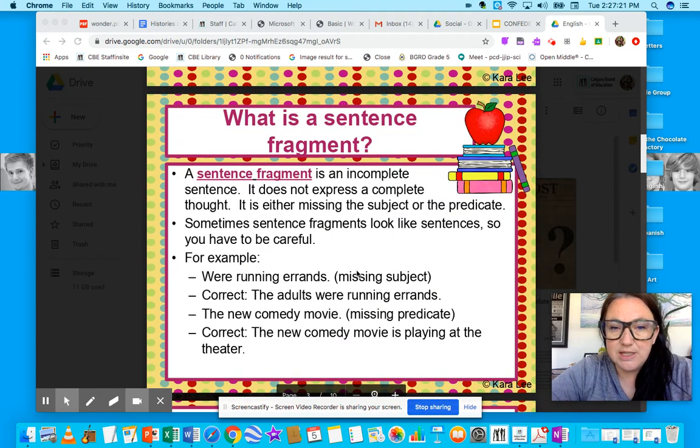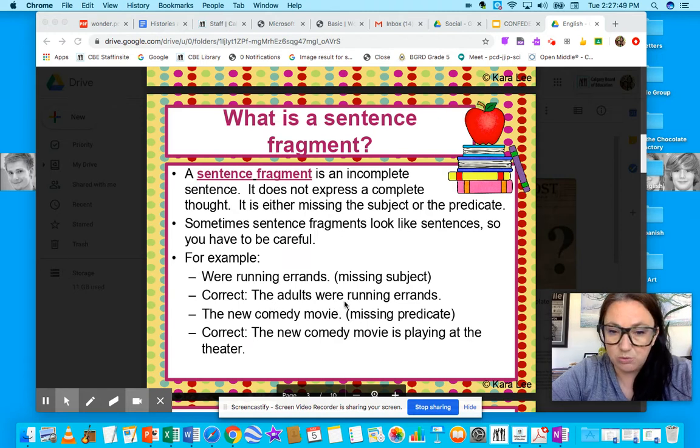So what is a sentence fragment? It's an incomplete sentence. It does not express a complete thought. It's either missing the subject, the noun, or the predicate, the verb. Some sentence fragments look like sentences, so you have to be careful. For example, we're running errands. So this is missing the subject. Who is running the errands? Who is going to do the errands?